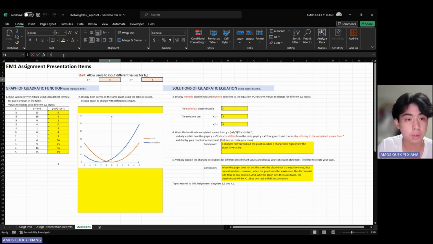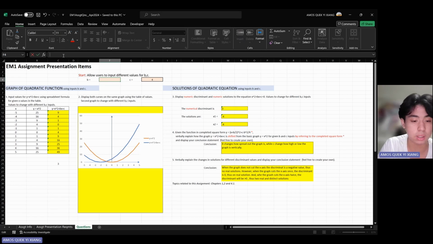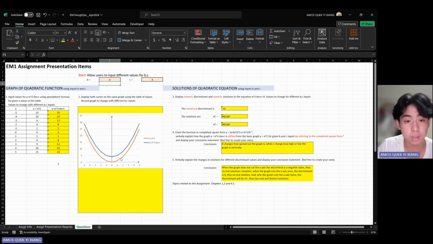So now let's say I were to decrease b, let's say I'm going to put it to 0. See, now the minimum point is now where the graph cuts the y-axis. So the minimum point is at 4. So the b value affects the slope at which the y-axis is cut. So if b is 0, then the minimum point is now at 4. So let's change it back to 4.